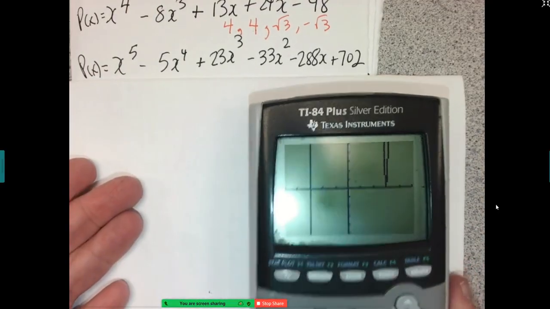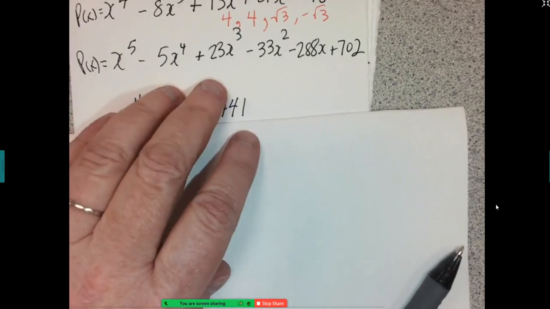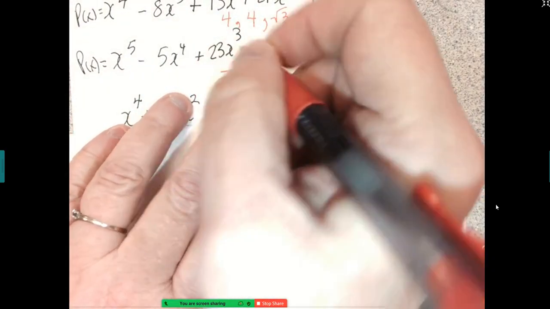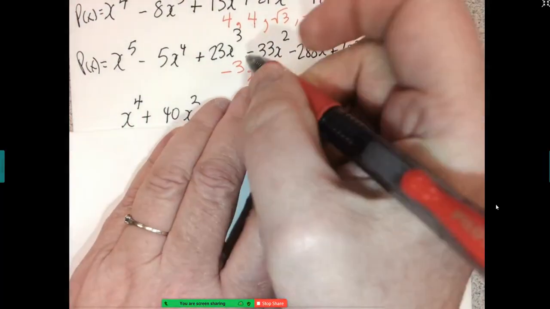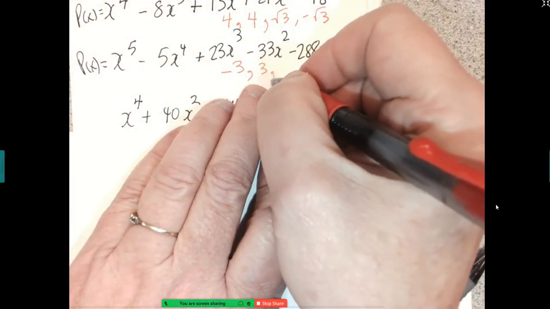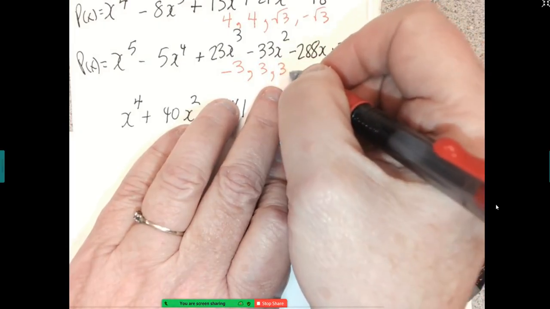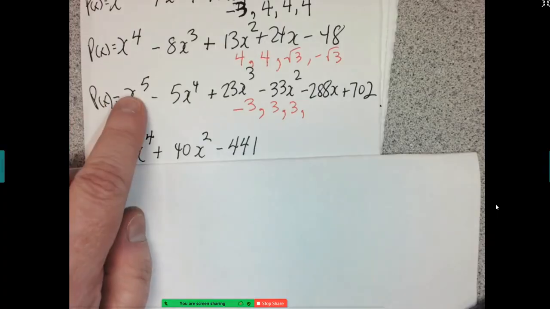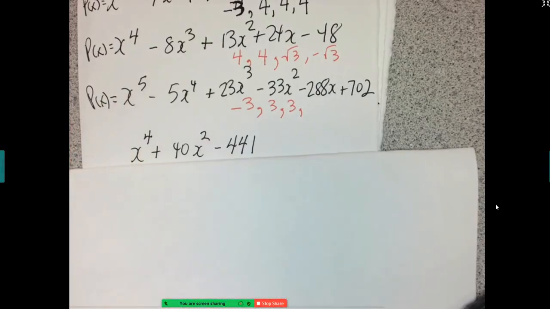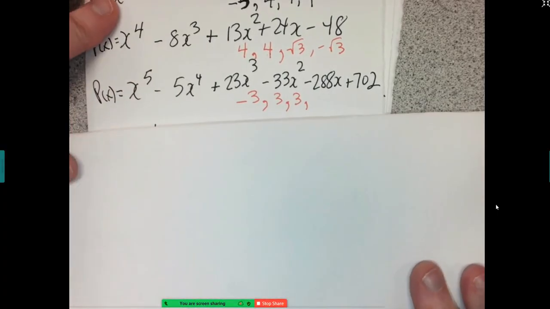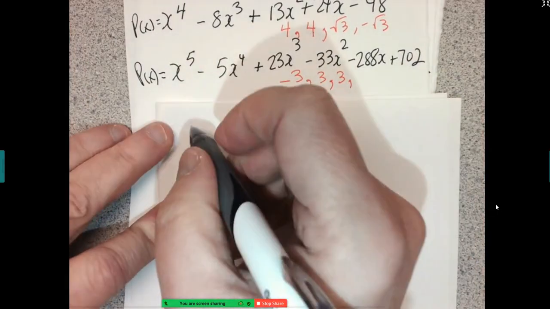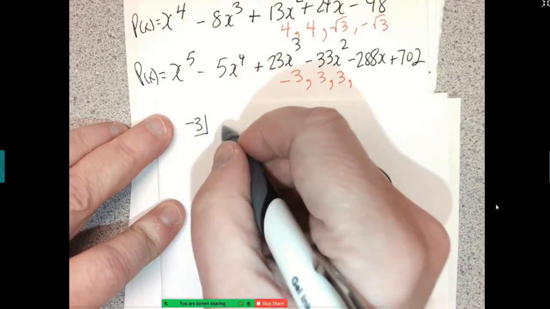So it looks like the zeros to this are going to be -3, which occurs once, has multiplicity 1, and then +3 occurs twice. Okay, so it has degree 5. There's going to be 2 more to find. Again, I can get there with synthetic division. I can use -3 to break this one down.